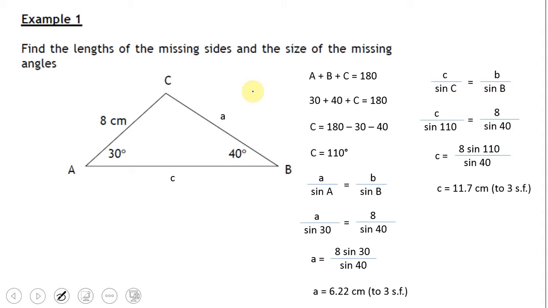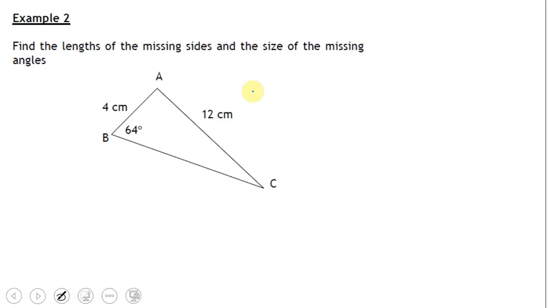Now, for lots of questions of this type, this won't be the only way of finding all the missing sides and angles, but I think in this case this is probably the easiest way that we could have approached this problem. Now, in the second example, to find the lengths of the missing sides and the size of the missing angle.